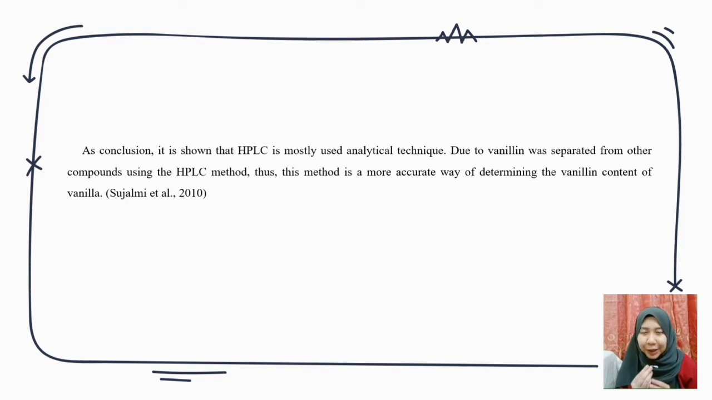Assalamualaikum warahmatullahi wabarakatuh. My name is Batrisha Christina Hasmijan and I will explain about the conclusion. As a result, it is clear that HPLC is the most commonly used analytical technique because vanillin was separated from other compounds using the HPLC method. This method is a more accurate way of determining the vanillin content of vanilla.